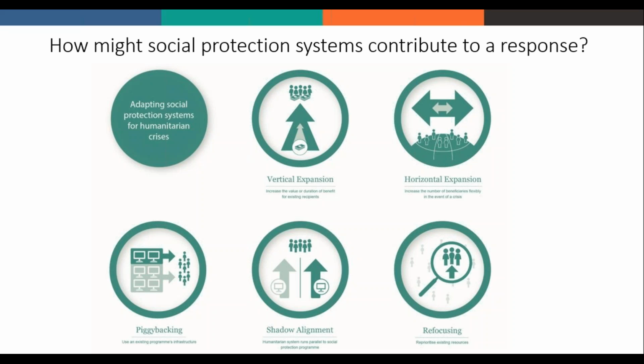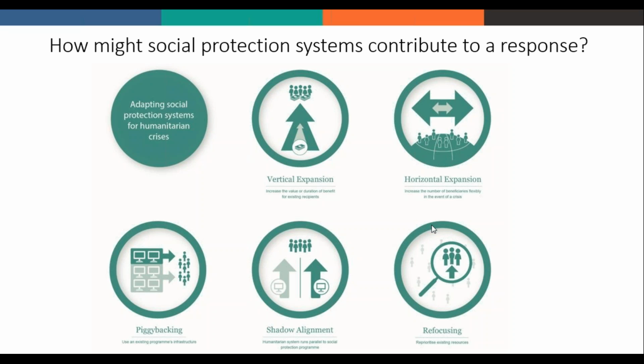So let's look at these 5 examples. The first one is vertical expansion of a program. And by this we mean taking an existing social protection program that you already have and increasing the value or the duration of a benefit.